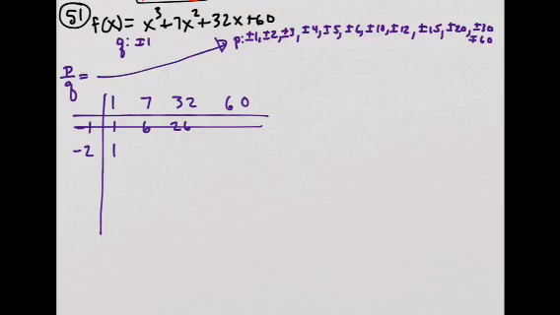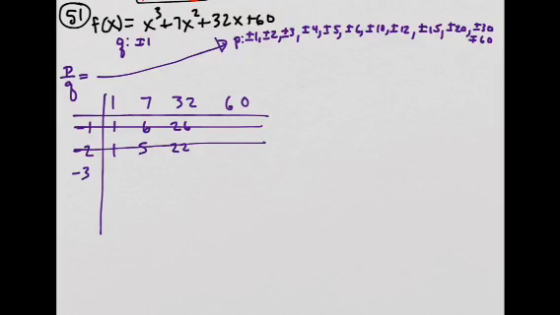Bring down the 1. Negative 2 times 1 is negative 2, plus 7 is 5. 5 times negative 2 is negative 10, plus 32 is 22, and then negative 44 plus 60 does not give me 0, so not going to work.